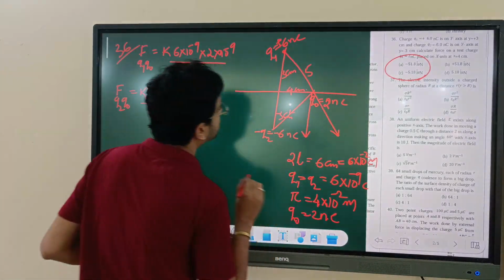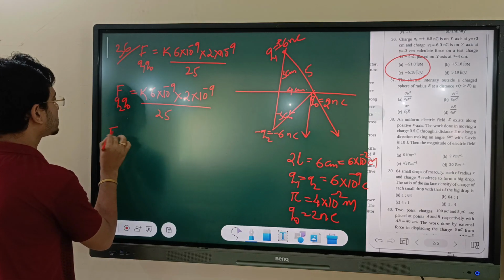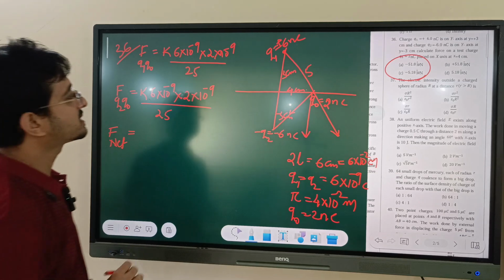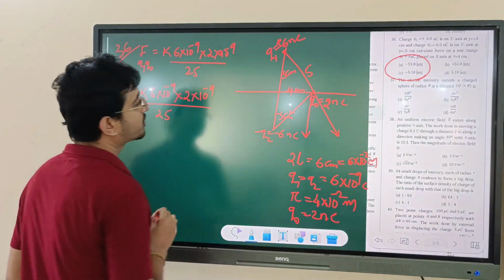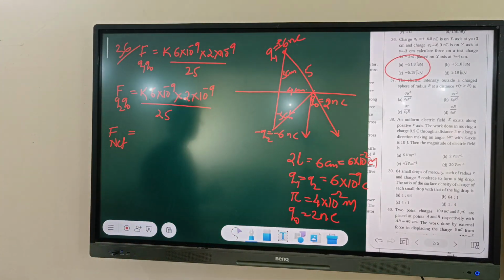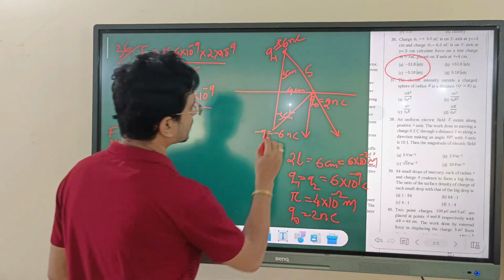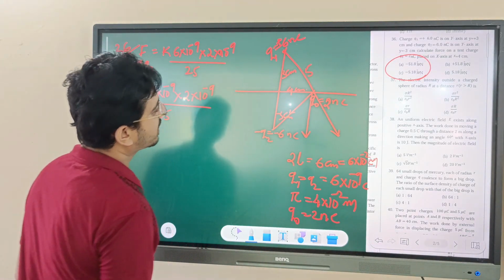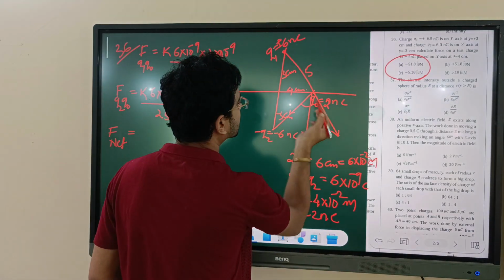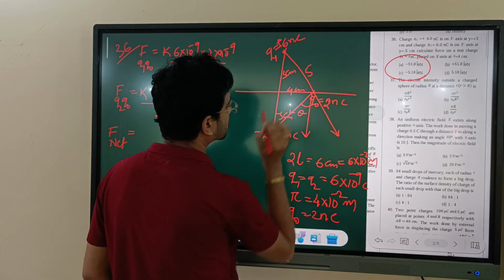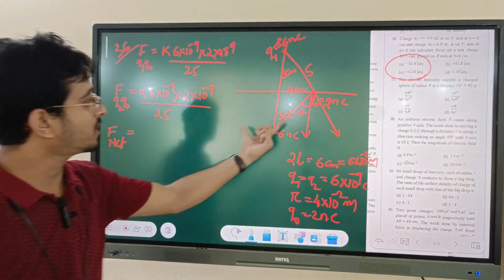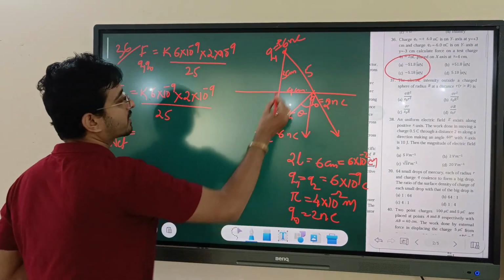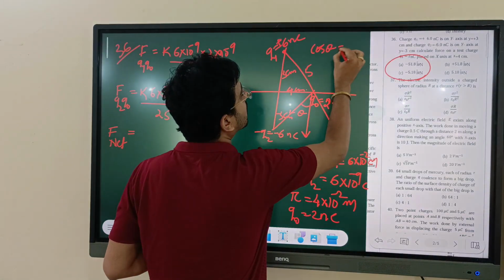So the resultant force, this is F net. F net will be equal to what? As this is a right angle triangle, I have to find cos theta. What will be the value of cos theta? This is 5, this is 4. Then I have to find this angle, theta. This will also be 4. And cos theta, I can write, cos theta equal to what?